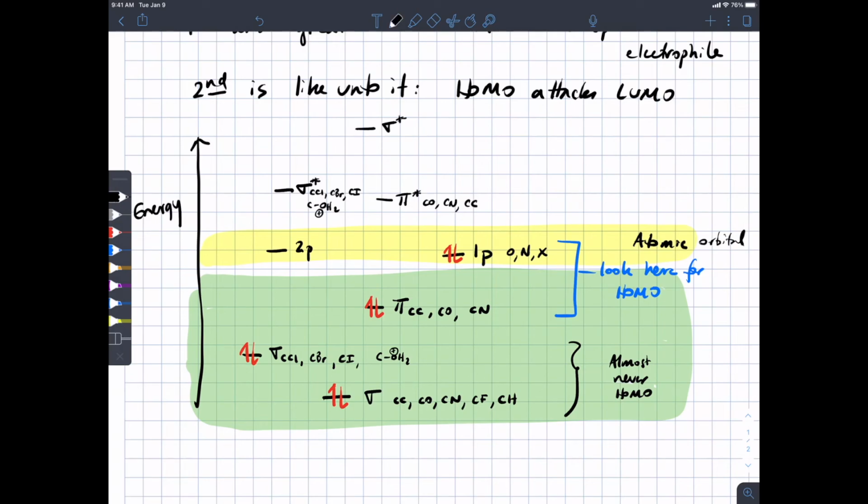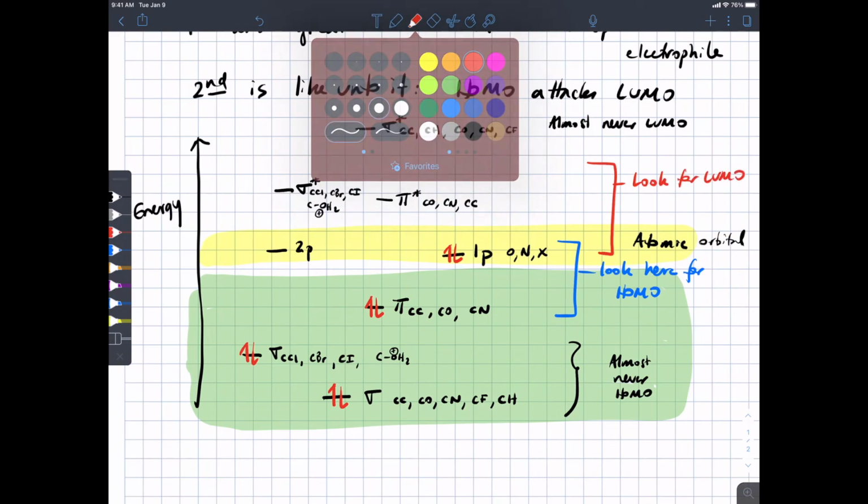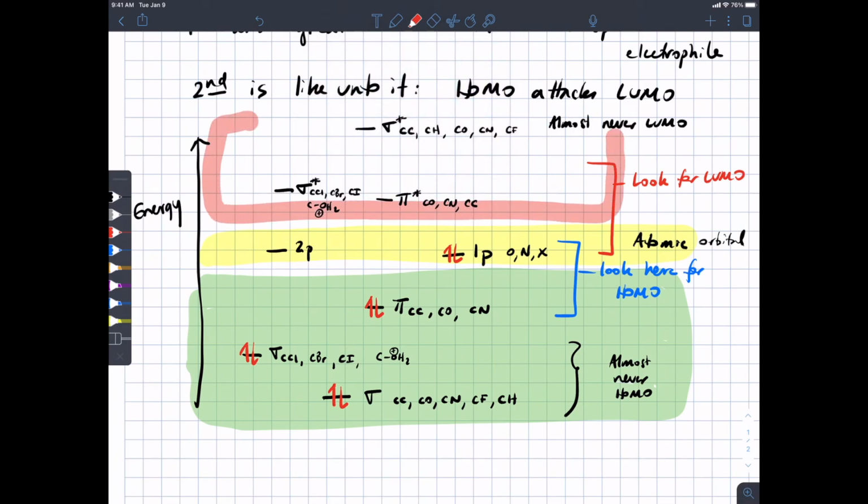And then up at sort of the highest energy level, you have the sigma stars associated with our strong sigma bonds. And those are almost never the LUMO. So you're going to look for highest occupied molecular orbital in the areas in blue, and you're going to look for the LUMO in the area sort of highlighted in red. And then I will point out that this area of our energy diagram, these are all antibonding orbitals. And if you fill an antibonding orbital, of course, you're going to break the associated bond. All right? That's sort of our summary.